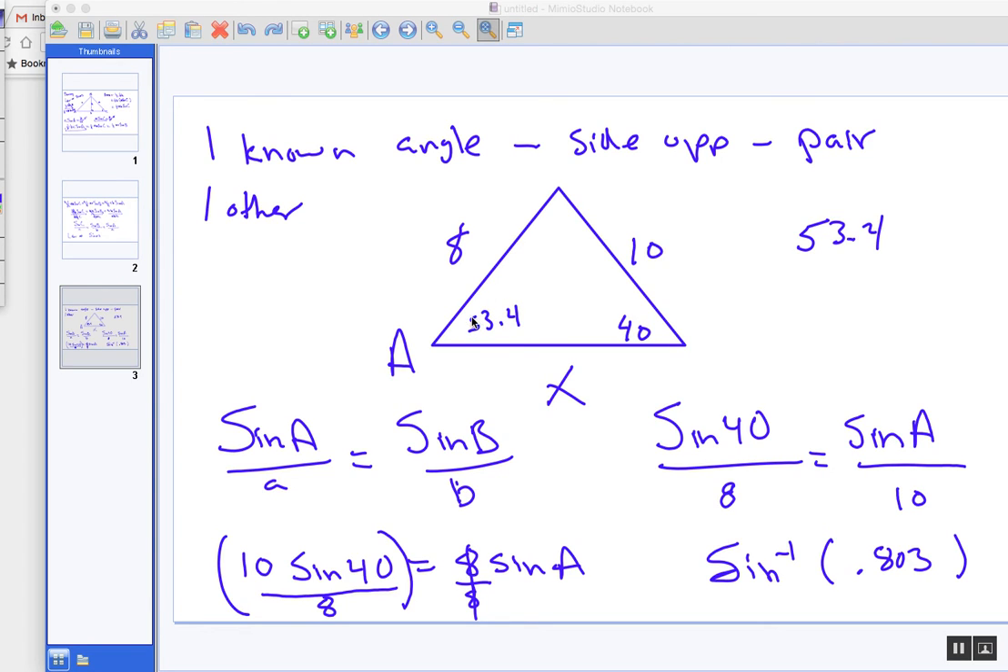Now, this is just one possible triangle, and I'll save the ambiguous case for another video, but there is a possibility when you use the law of sines that you could potentially have two triangles that satisfy these measurements, but I will save that for a future case.